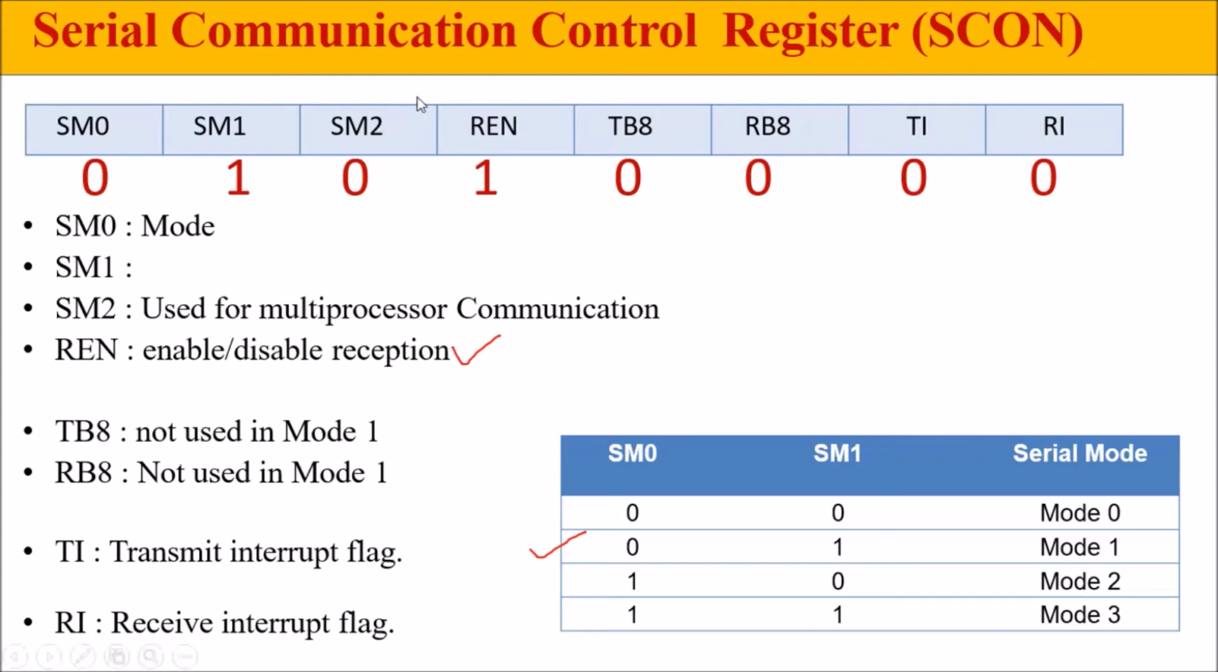We are going to initialize this register with this value. For mode 1, these bits will be 0 and 1. This bit is not used. Receiver enable, so this bit is 1 and all other bits are 0. If you convert it into hex, you will get 50H. So the SCON register will be initialized with 50H.